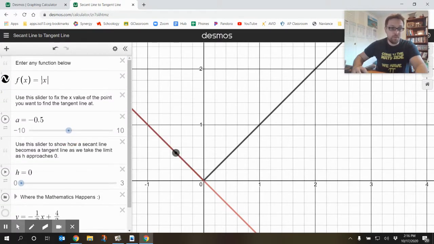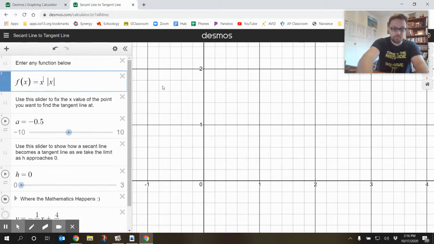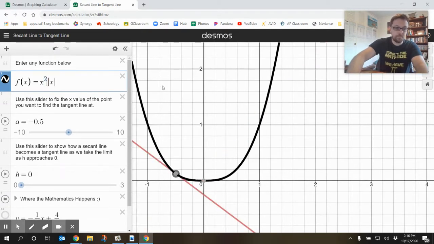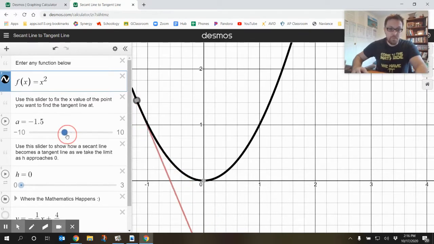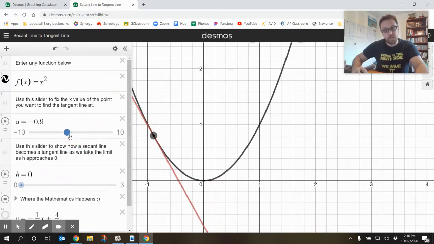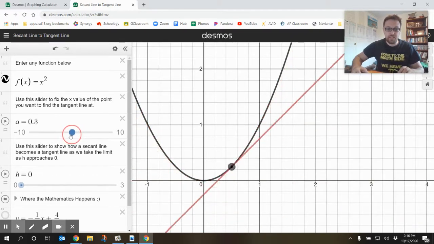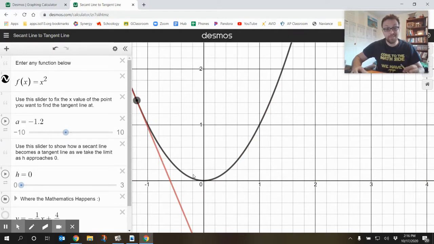What we much prefer is this. As we move along, see how it's just naturally flowing across that line? That's what we want to see the slopes of our tangent lines doing. They should be nice and smooth. Look at how nice and smooth that moves around. That's what we're looking for.